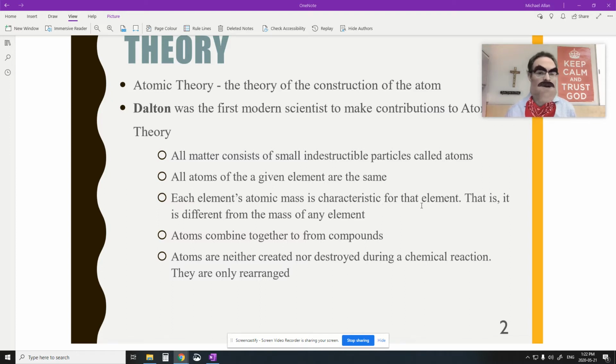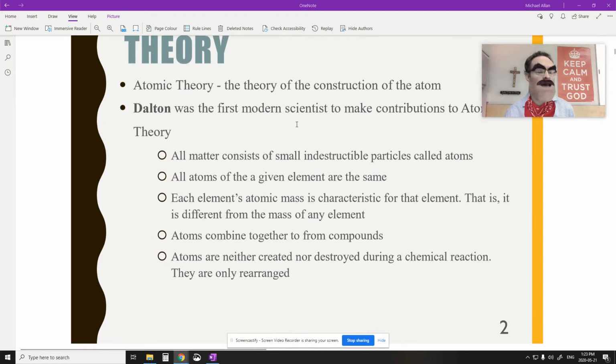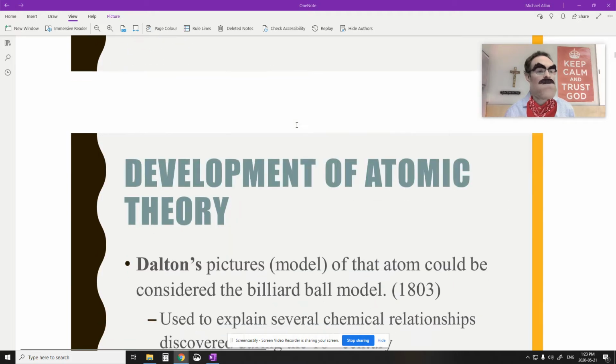We'll talk about isotopes later on in the next week. But for the majority, if you have gold, you know how much it's going to weigh. If you have copper, you know how much it's going to weigh. Atoms combine together to create molecules and compounds. He knew that atoms can't be created or destroyed, but they were just rearranged inside these chemical reactions. Okay, that was Dalton. He just created a model that atoms are these indestructible particles.